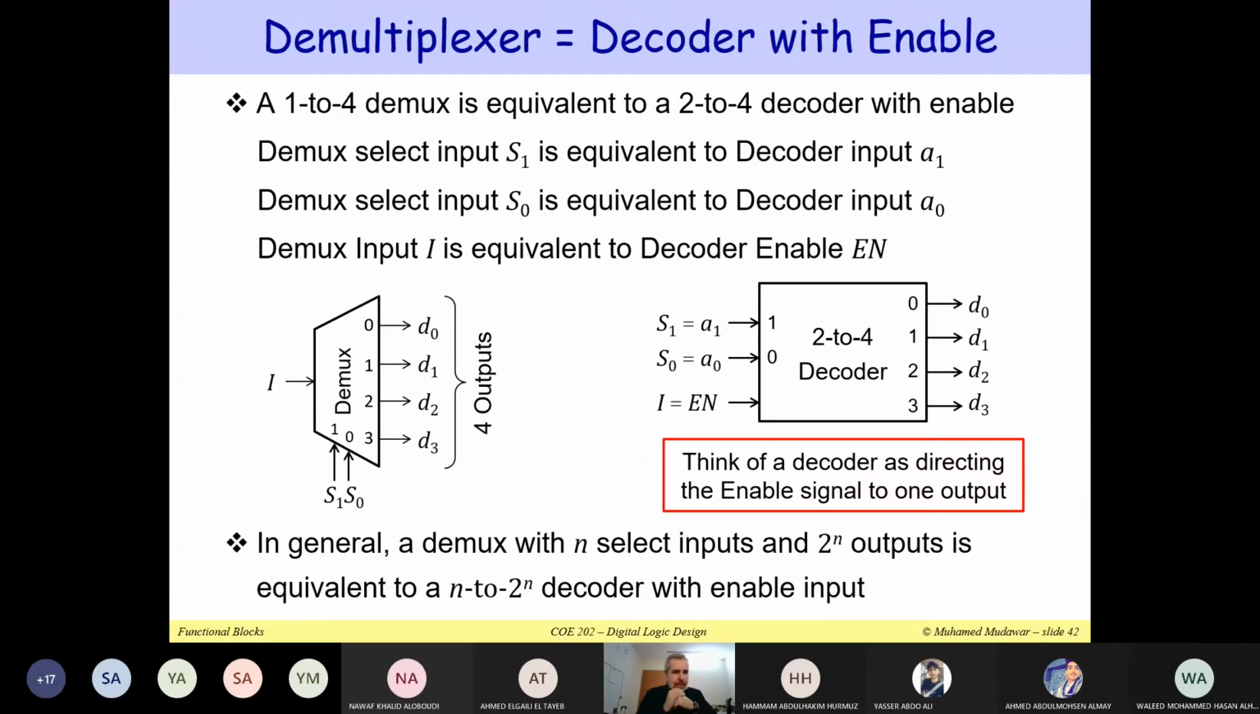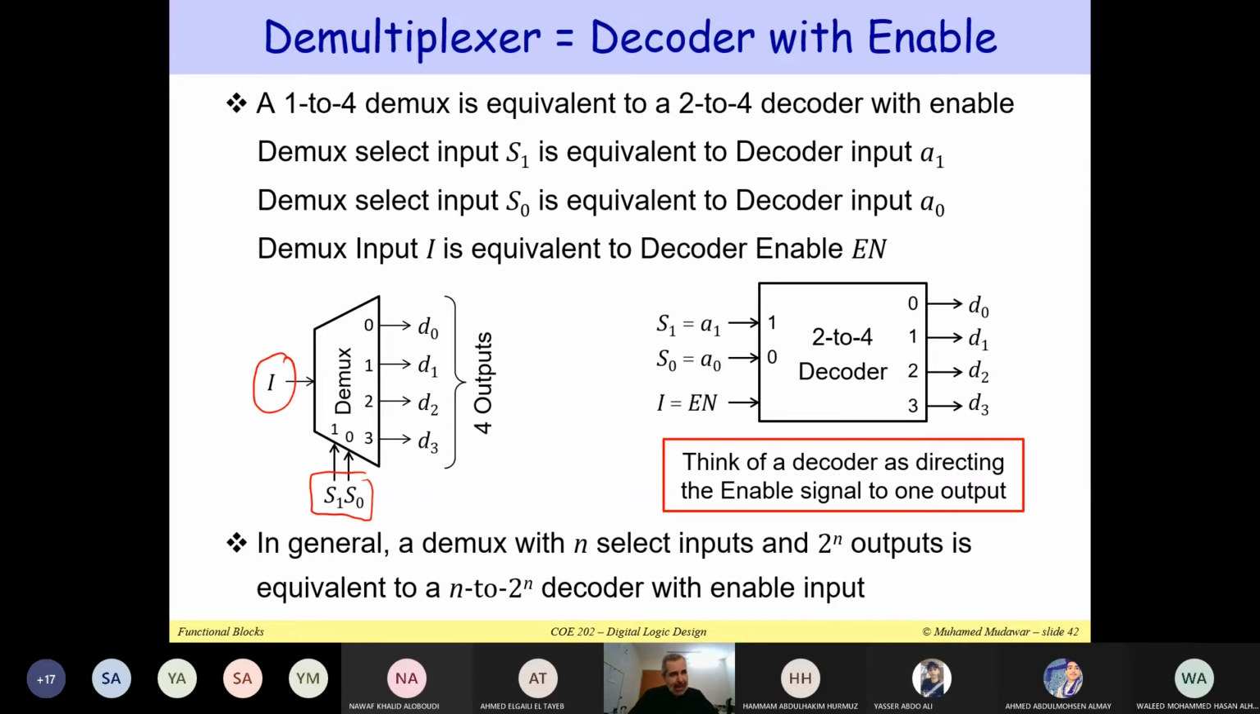Let me give you this example. This is a demultiplexer. Notice that the input here is I. My select inputs here are S1, S0. And it has 4 outputs, D0, D1, D2, D3. One of the outputs is equal to I, and all the remaining outputs are zeros. That's in the case of a demultiplexer.